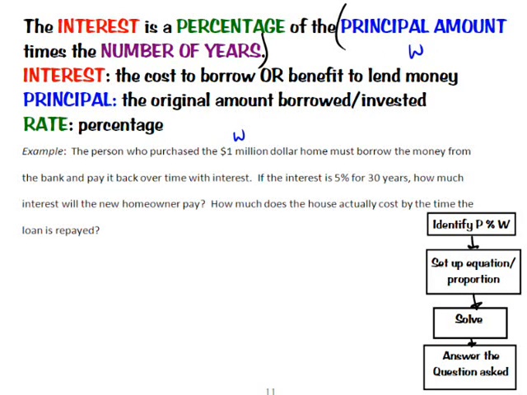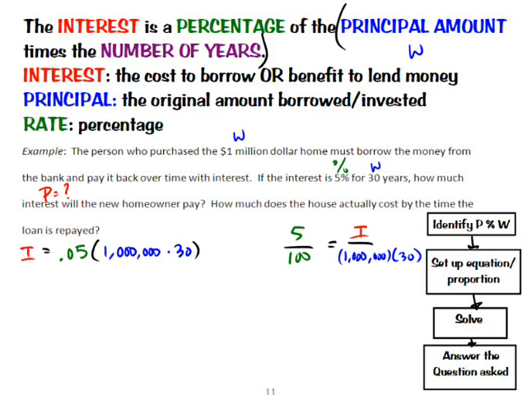Then our interest, if the interest is how much interest will they pay, here's our part, our interest, and that's what we don't know. That's our unknown. And then the percentage, the interest rate, is right here, 5%. And the number of years, which is part of our whole, but that's 30 years. And watch how that gets set up when we set up the equation.